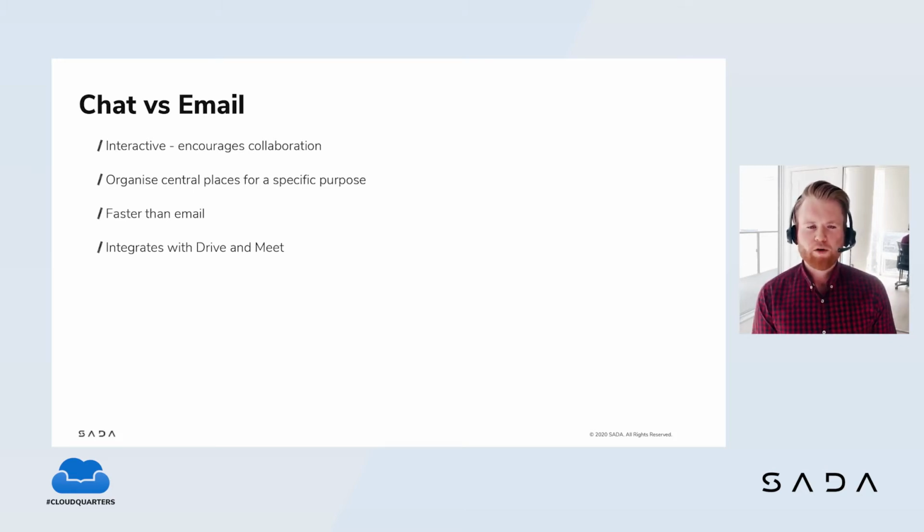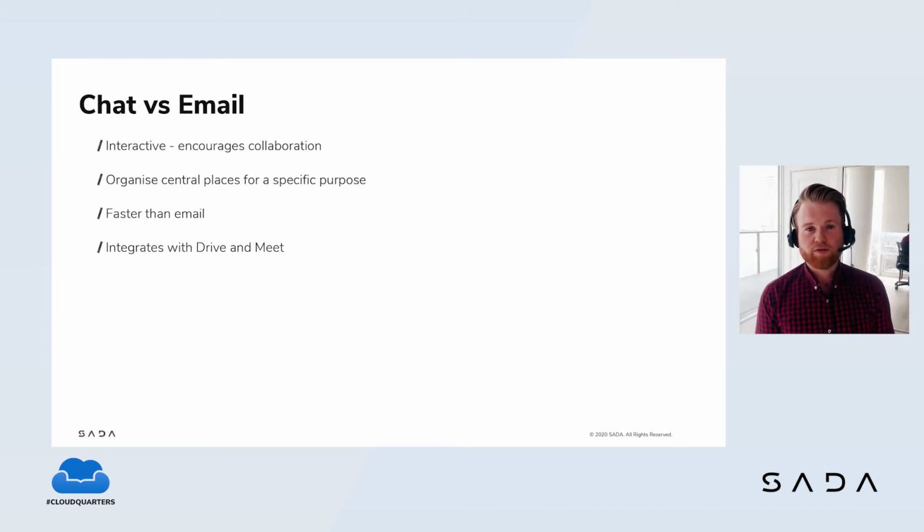Another advantage of chat over email is that you can organize nice to manage centralized places around a specific purpose. Like perhaps you're working on a project with a particular group of people, or perhaps you have a department or office that you work in, and you can set up different places for different topics of conversation that are centralized and always there, unlike email threads, which are a lot more scattered and difficult to manage. So that can be useful too.